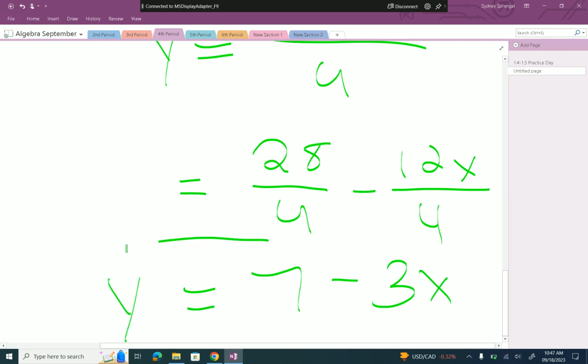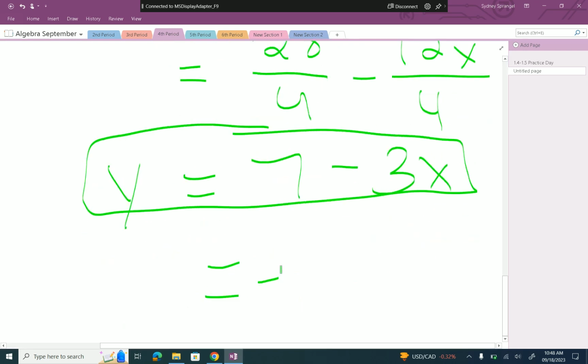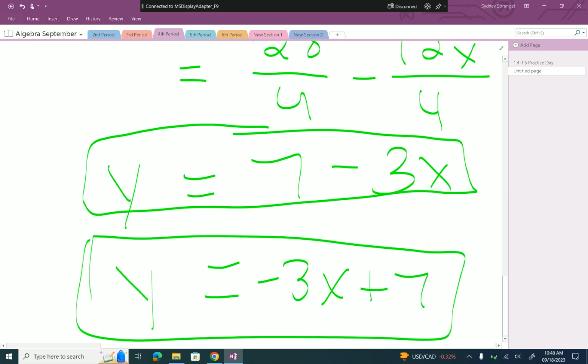I know I'm throwing a lot at you today. But that is our final answer. Which answer has a positive 7 and a negative 3x? C. So it's just written in a different order. But the 3x is negative and the 7 is positive. So these are the same answer. So that one was C.